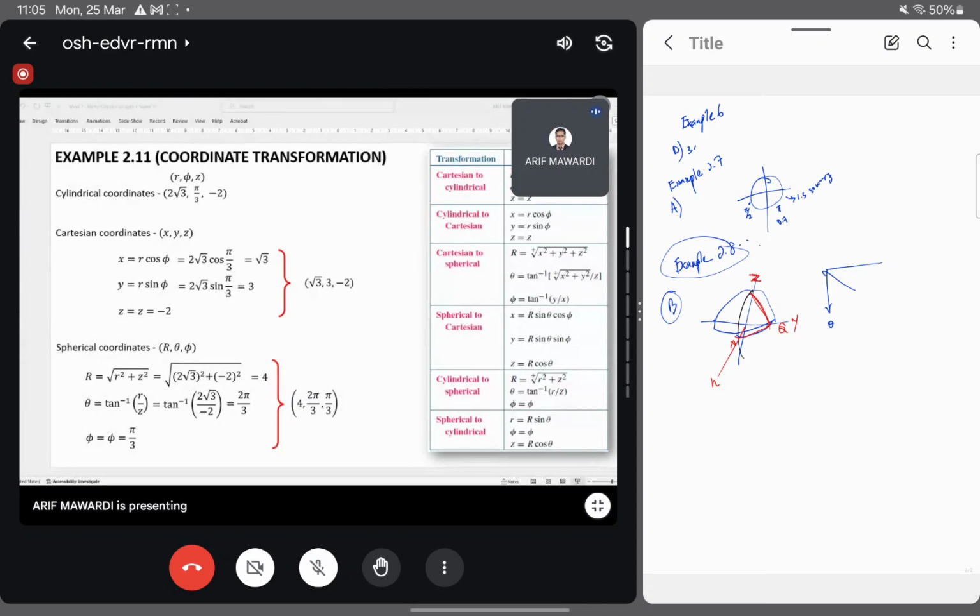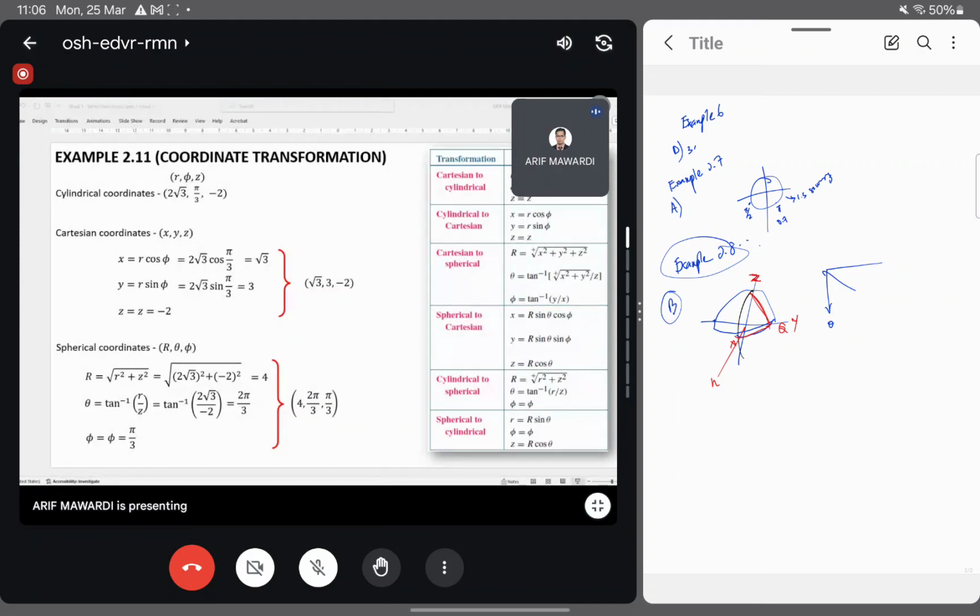So r cosine phi. I substitute the value for r here and the value for phi here. Therefore I will get the square root of 2. And then for the second coordinate variable y, I can use this equation here. So y equals r sine phi.